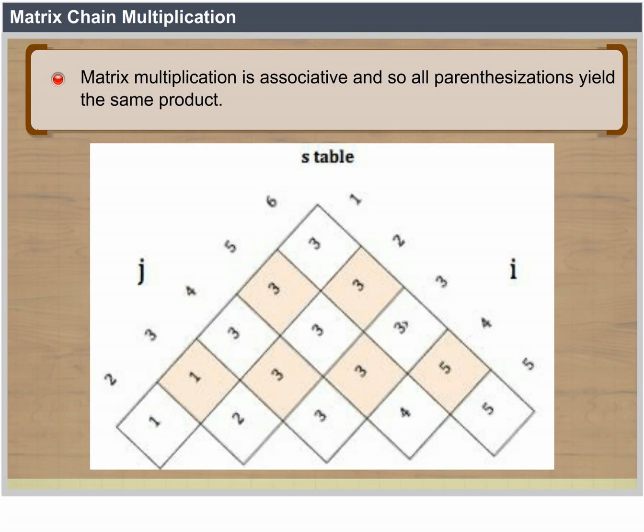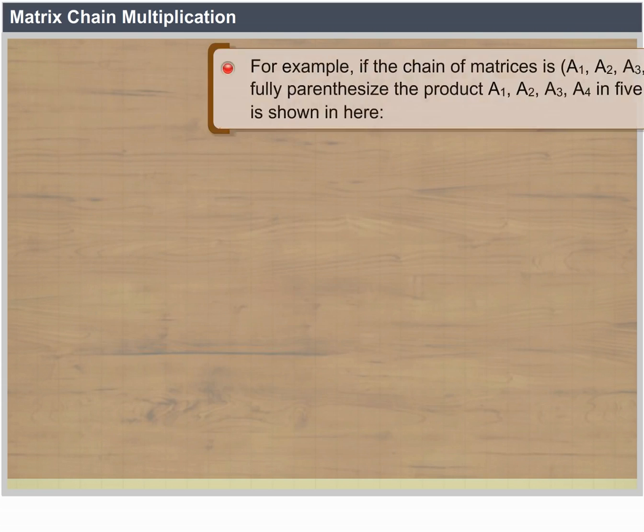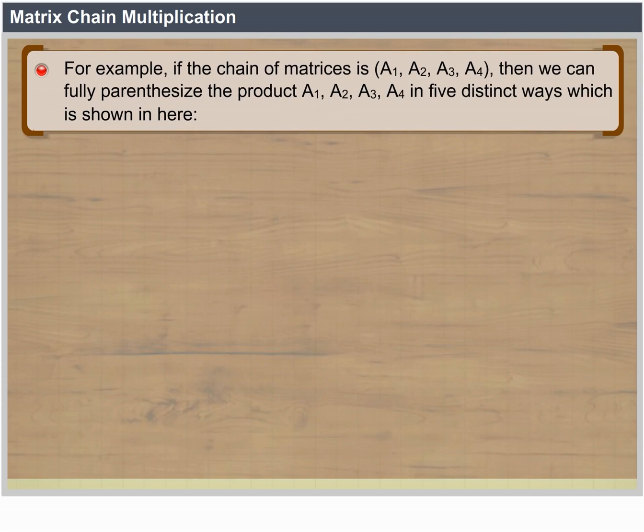A product of matrices is fully parenthesized if it is either a single matrix or the product of two fully parenthesized matrix products surrounded by parentheses. For example, if the chain of matrices is A1, A2, A3 and A4, we can fully parenthesize the product A1 to A4 in 5 distinct ways, which is shown here.